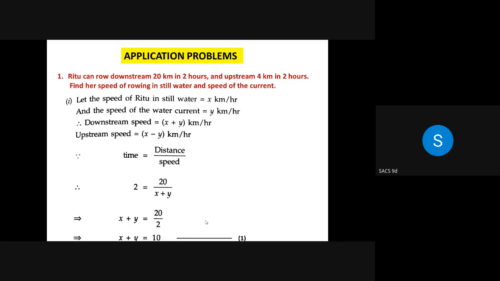Any queries in this question? Now here, why are we doing x minus y? And will it make any difference if I do y minus x?